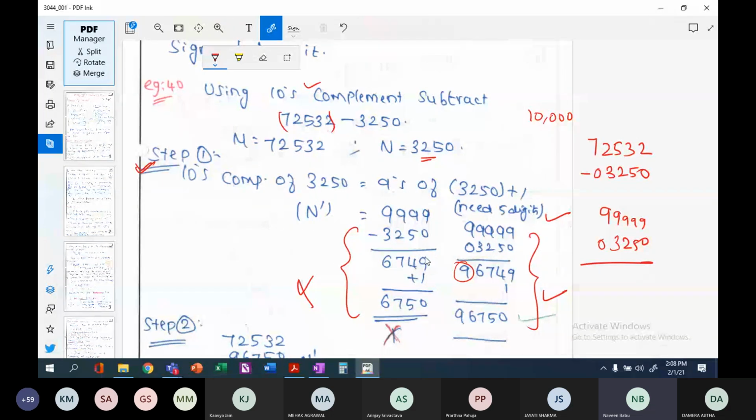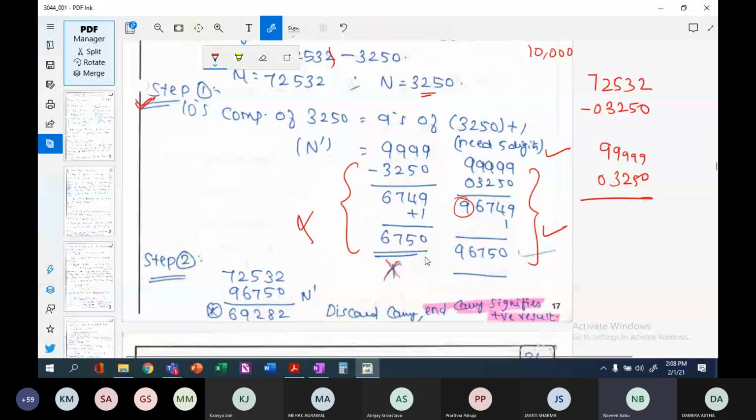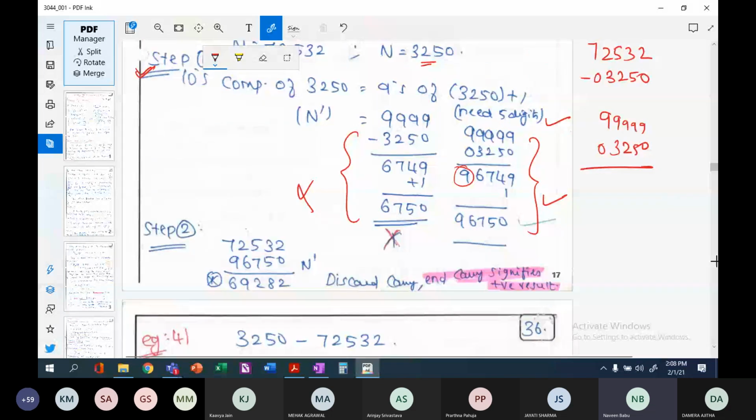Now what you should do, you should add the two numbers m and n. So m value is 72532 and the complement form is 96750. When you add 96750: 2 plus 0 is 2, 3 plus 5 is 8, 5 plus 7 is 12, that is 2 remainder 1, 6 plus 2 is 8, 9, and here 9 plus 7 is 16 and carry 1.